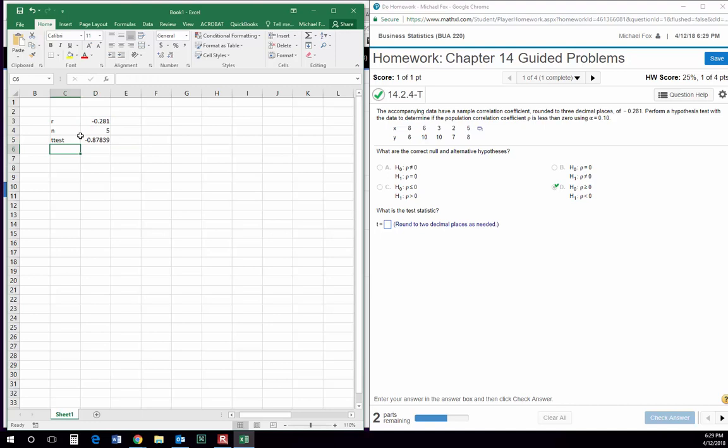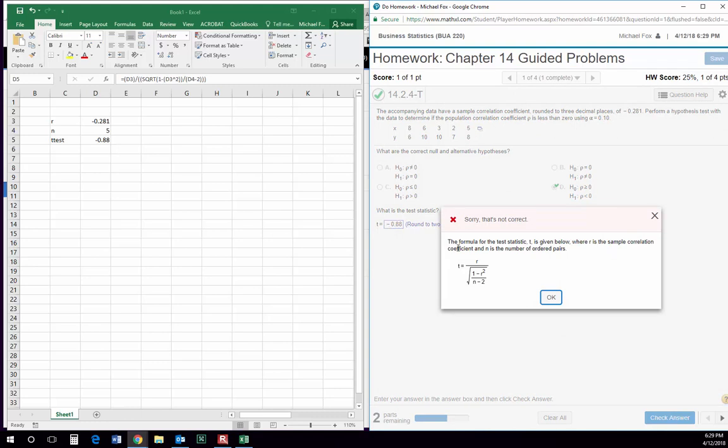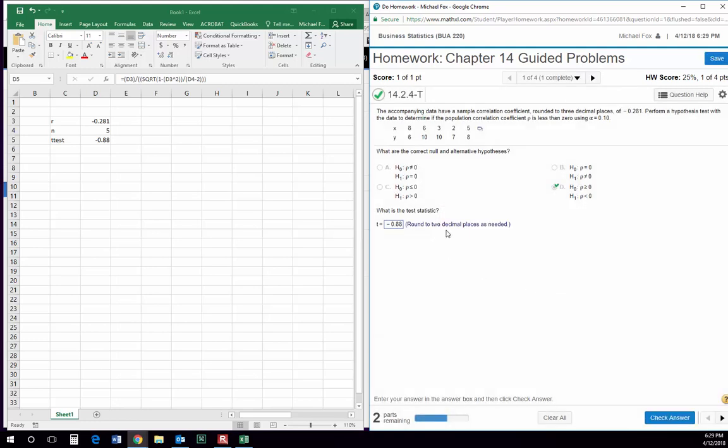So our t-test statistic, rounded to 2 decimal places, is negative... looks like I have a problem here. It may not like the way I typed it, or I may have done something goofy. Let me make sure I did it right up here. So again, we're going to have R divided by the square root... that might be it. Let's try that.